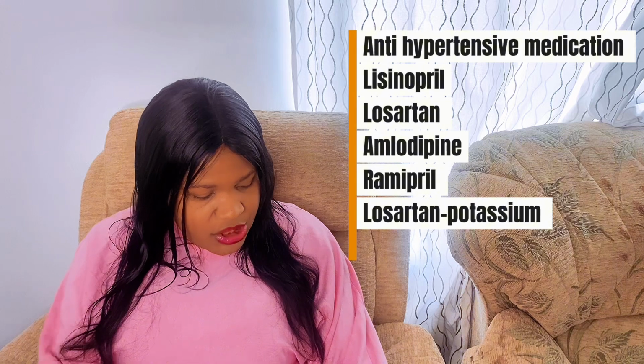proton pump inhibitors, under which we have lansoprazole and omeprazole. This medication is used to treat gastric ulcer, reflux and indigestion. The medication is also used to treat gastroesophageal reflux. The side effects are nausea, vomiting, and discomfort. Yeah, that's all. Okay, and then the next one we have is anti-hypertensive medication.